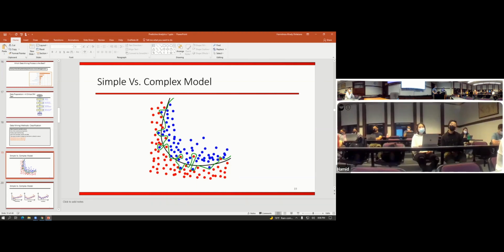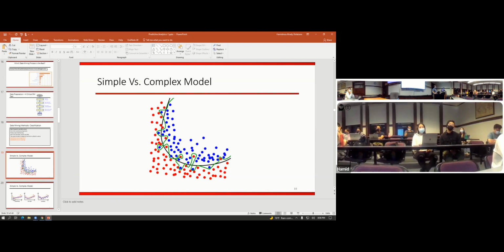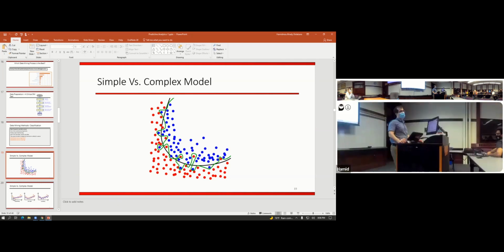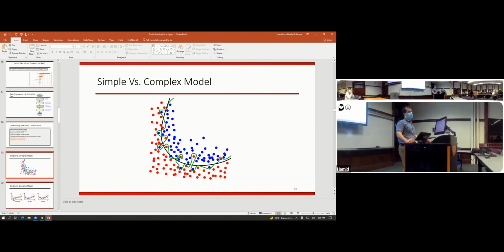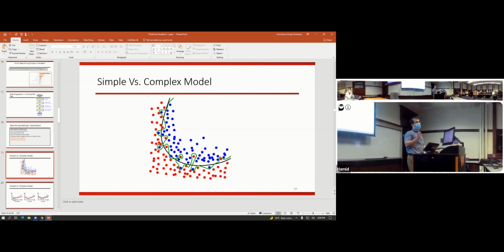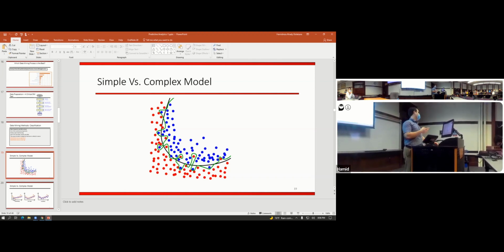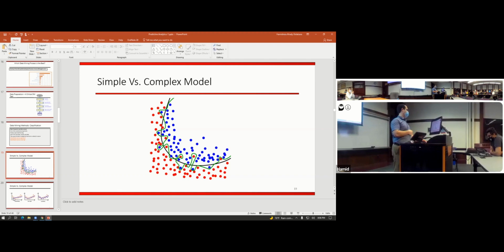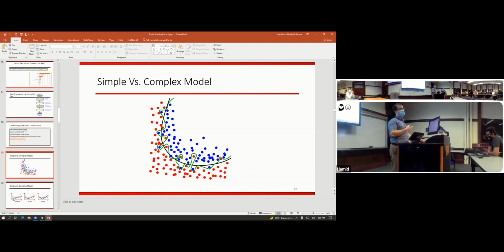Here I'm showing you a visualization of two different classification models. They try to classify blue circles from red circles. The green line is much more complex and has almost 100% accuracy because it classifies blue and red precisely. The black line misclassifies some blue and red points.